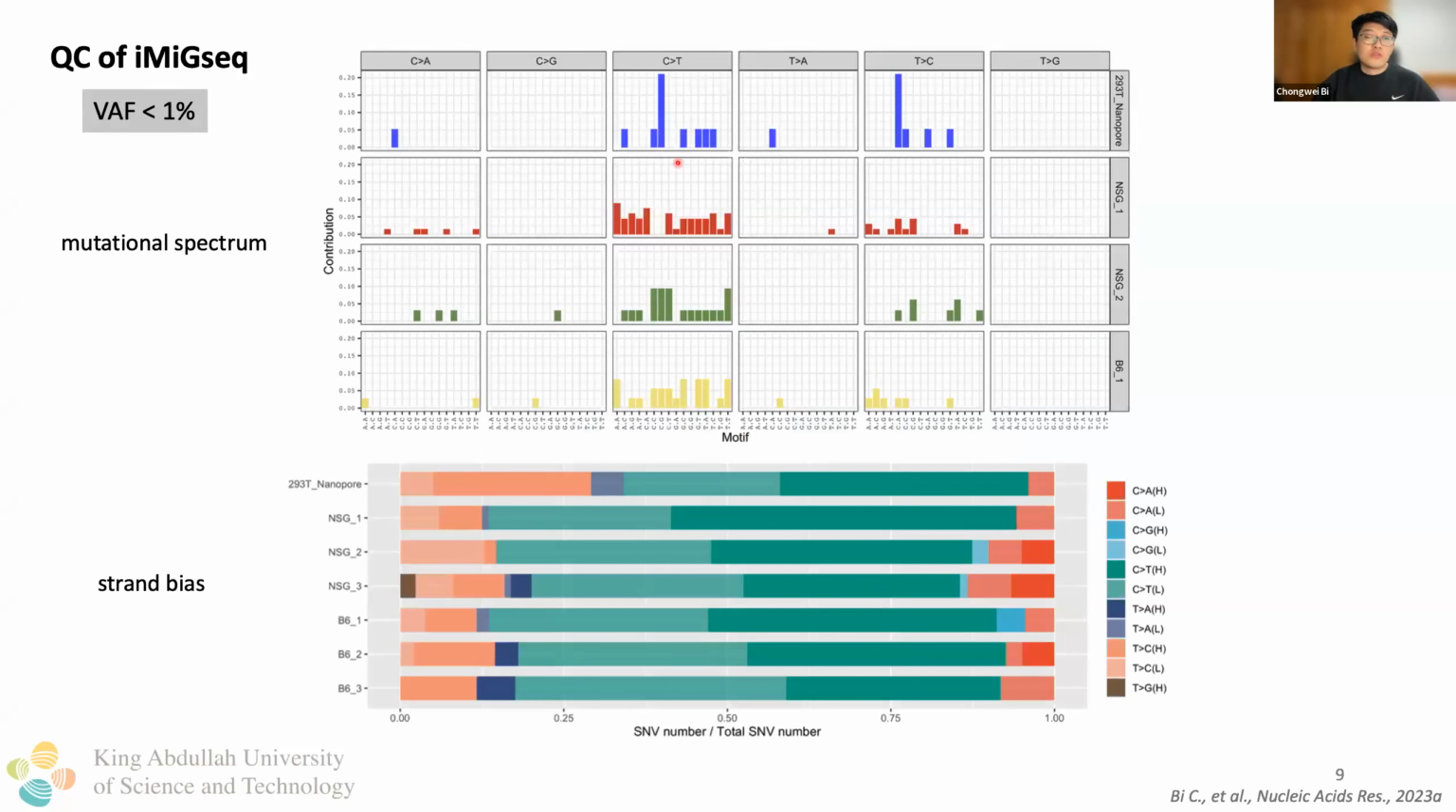To ensure the reliability of rare mutations detected in IMIC-seq, we evaluated those rare mutations on mutational spectrum and strand bias. The rare mutations show the same mitochondrial somatic mutation signature as high-frequency ones, and significant strand bias was observed. Thus, those data suggest the rare mutations detected in IMIC-seq are not sequencing artifacts.